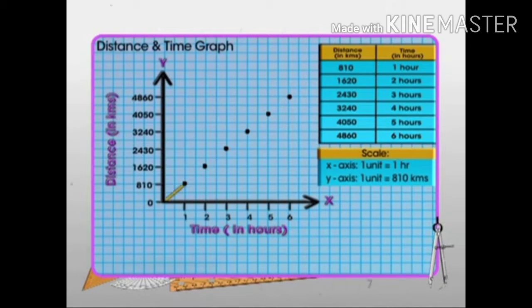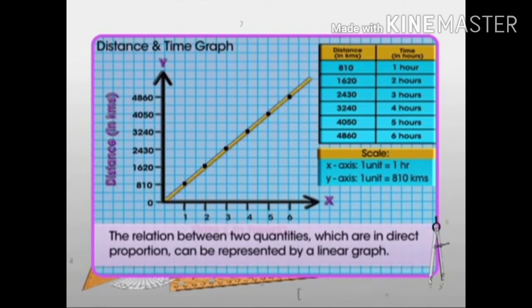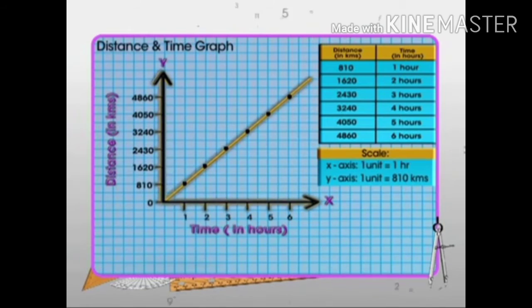On joining the points thus plotted, a straight line or a linear graph is obtained. Straight line between distance and time implies that these two quantities, distance and time, are in direct variation. For example, at 2.5 hours, the flight would have traveled through 2025 kilometers. Similarly, at 5.5 hours, the flight would have traveled through 4,455 kilometers. Hence, we can employ the distance-time graph to predict the distance traveled by a body moving at a constant speed at a given instant of time.